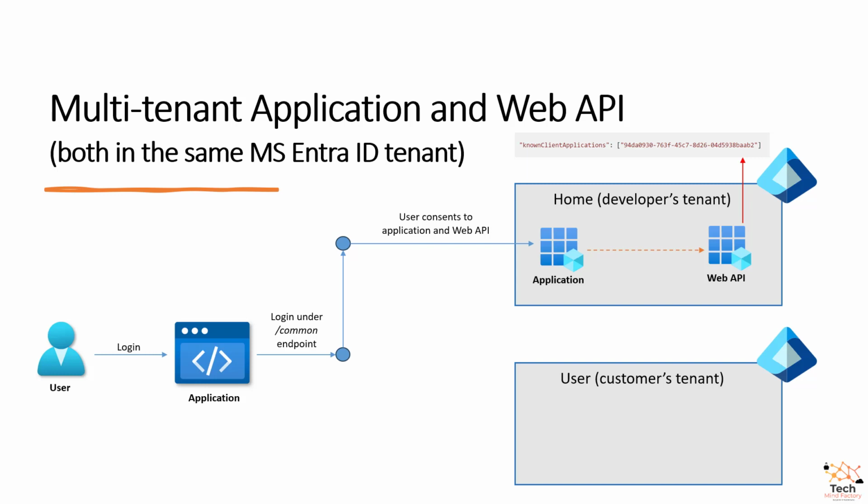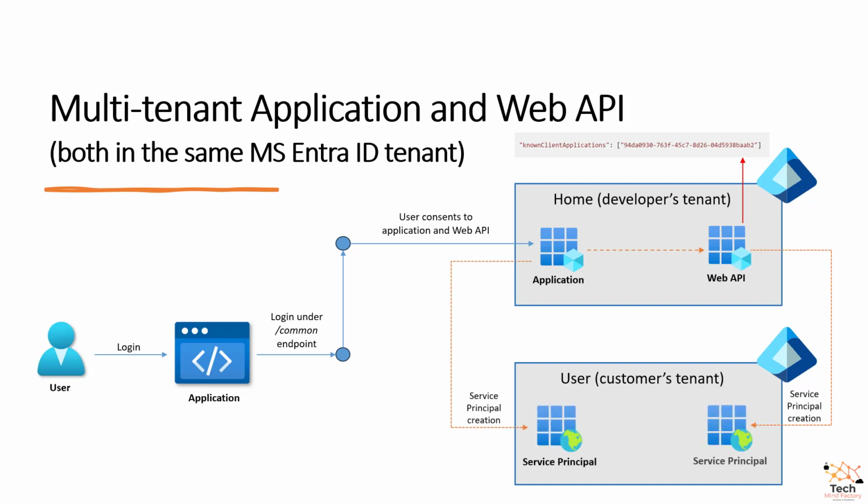So without this property, I mean known client applications, we will get an error, because even if we consent, Entra ID will inform us that there is no service principal provisioned for the Web API in the tenant. So the application cannot access this resource. It does not exist in the customer's tenant. So that's why we need both service principals to be provisioned in the customer's tenant.